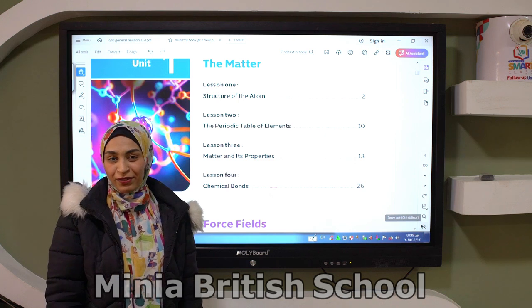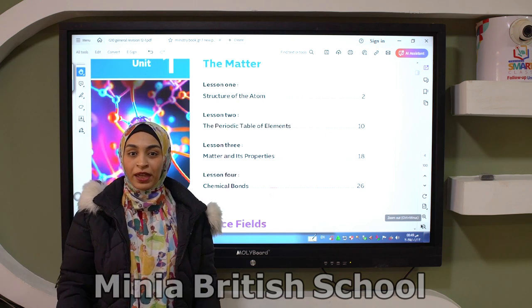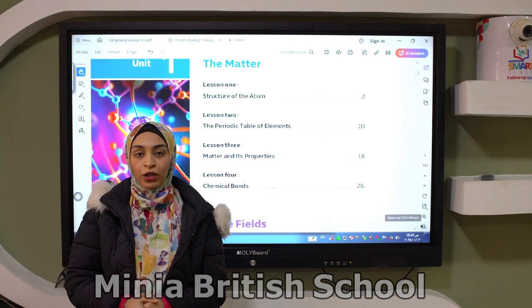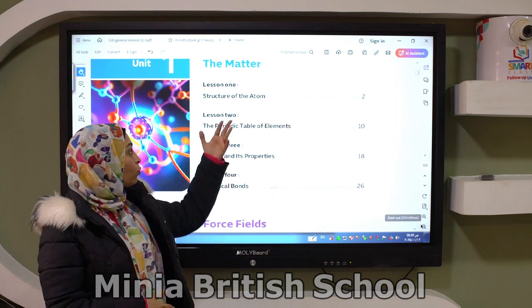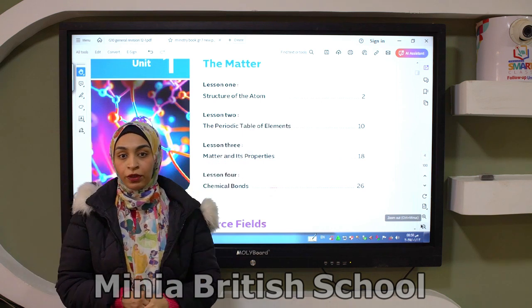Students in grade 7, today we are going to make a quick revision for the contents in the first term, starting with unit 1, lesson 1, with the title The Structure of the Atom.